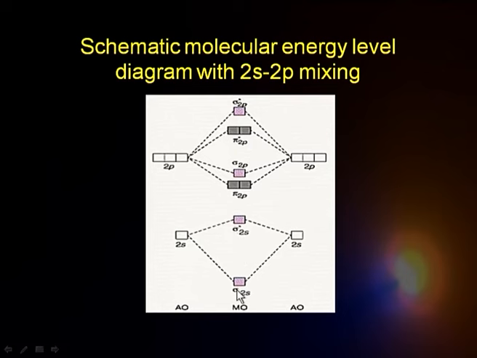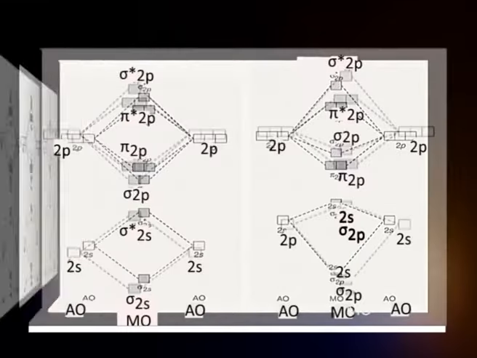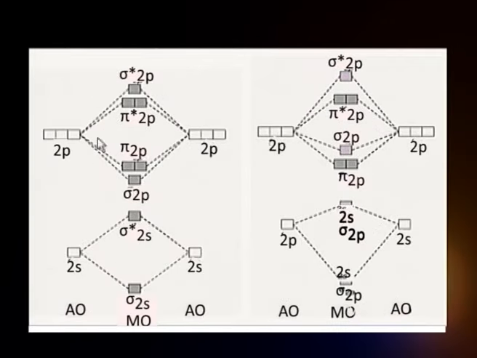So, essentially what it amounts to saying is that there are two kinds of molecular orbital energy level diagrams which we have to make use of, one for the lighter elements, one for the heavier elements like oxygen and fluorine. Okay, let us put the two together. So, this is the one for the heavier elements, this is the one for the lighter elements.